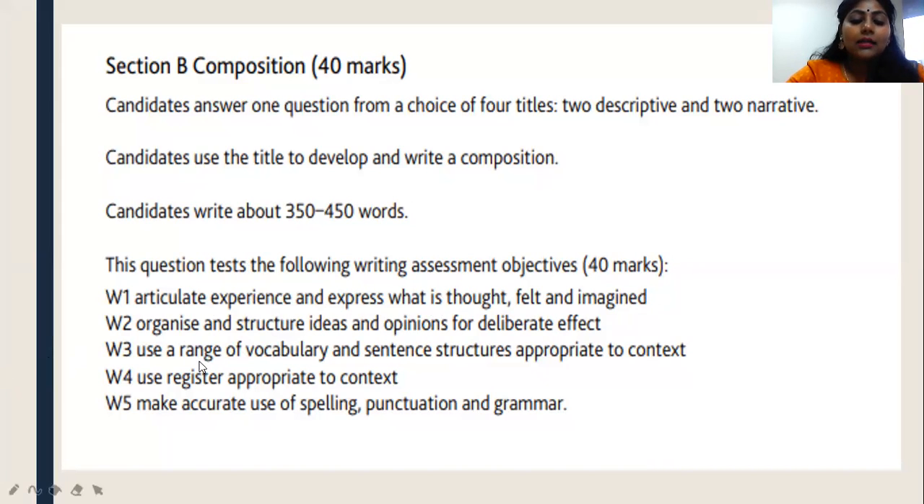Okay, and then how about the vocabulary? That means we have to look at the wide range of vocabulary and also the sentence structures used by the candidates according to the appropriate context. And we will definitely look at the register. That means when they write a descriptive essay, it shouldn't sound like a narrative. Or when they write a narrative essay, it shouldn't really 100% sound like a descriptive essay. And finally, the GPSS, grammar, punctuation, spelling must always be accurate.